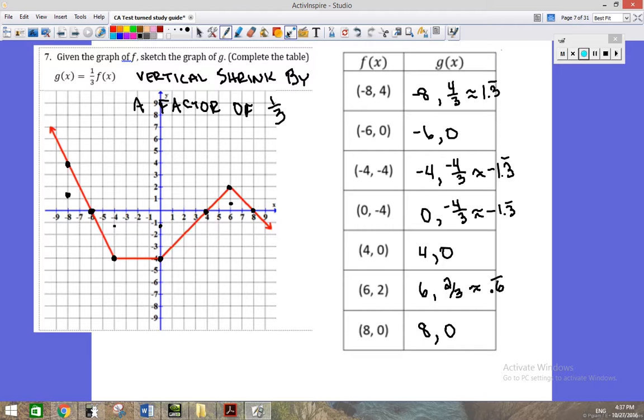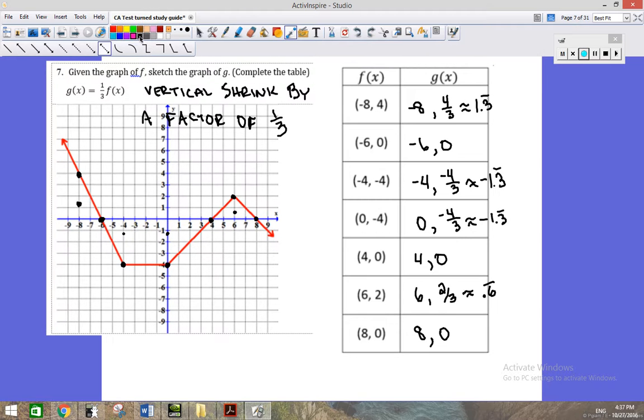So what happened? What do we observe in our graph? Well, like I say, it shrunk towards the x-axis. We've got this horizontal line. It's now a horizontal line up here, and this point's going like that, and this point is going off like that.